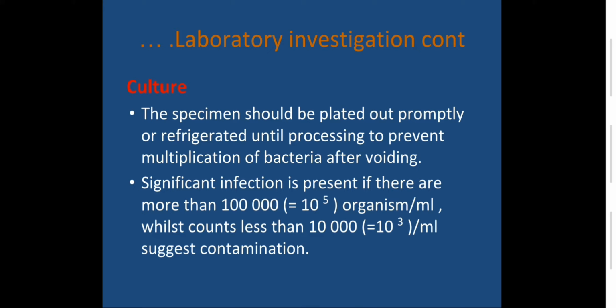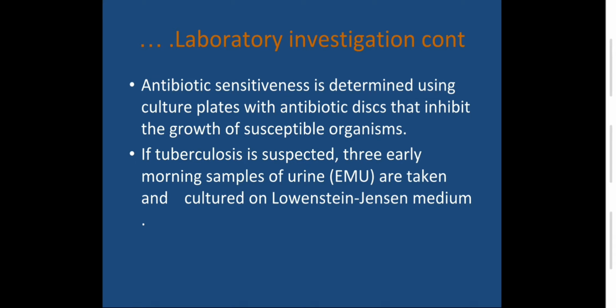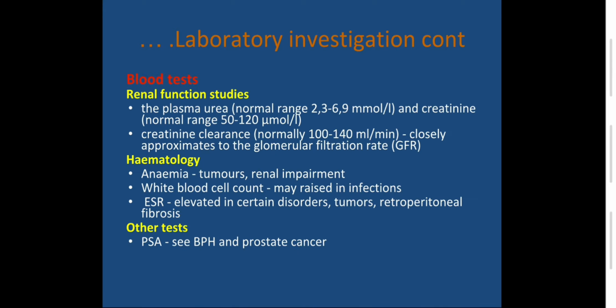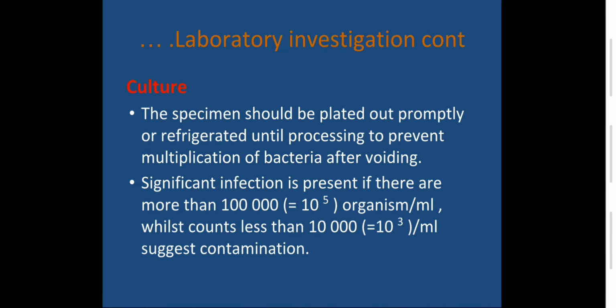Culture of the urine specimen. The urine specimen is cultured on the usual media for the presence of usual bacteria. In case of suspected TB, we need a special type of culture media called Lowenstein-Jensen media. For culture of the urine sample, the specimen should be plated out promptly or refrigerated until processing to prevent multiplication of bacteria after voiding. Fresh urine is better for culture and sensitivity.